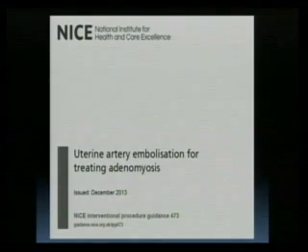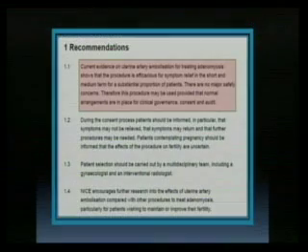How about the current guideline on this? This is the NICE guideline from the UK, the current one from 2013. I think they also recommend the use of embolization for treating adenomyosis. I don't have time to show you the evidence, but following this article, there's a lot of evidence that they have cited in this particular clinical practice guideline.